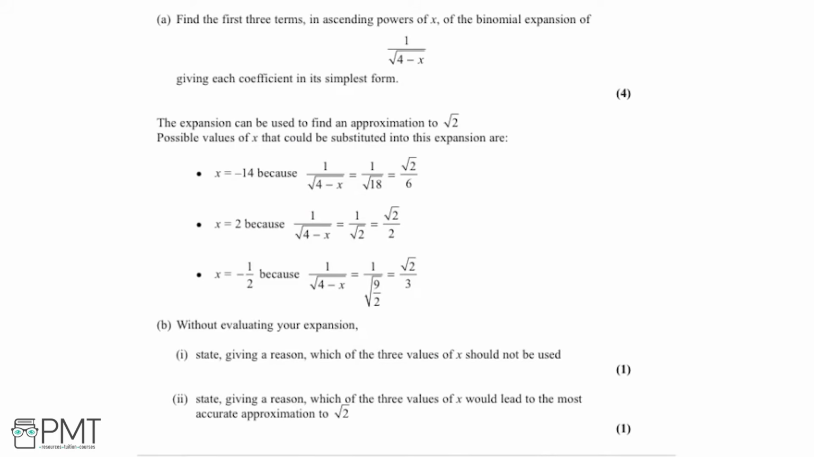So part A says, find the first 3 terms in ascending powers of x of the binomial expansion of 1 over the square root of 4 minus x, giving each coefficient in its simplest form. And this is a 4 mark question. So look at this question.